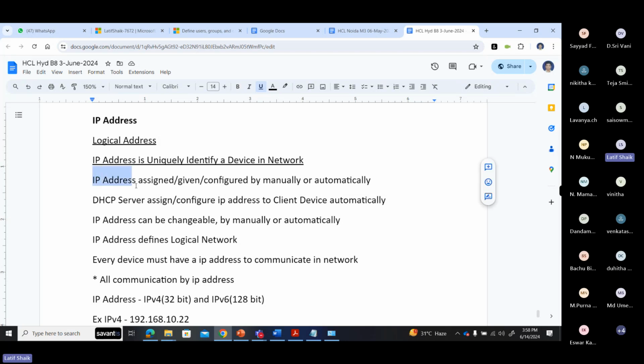IP addresses can be assigned or configured to the NICs, either manually or automatically. Manually we can configure them, or you can get them automatically. The DHCP server assigns an IP address to the client device automatically.